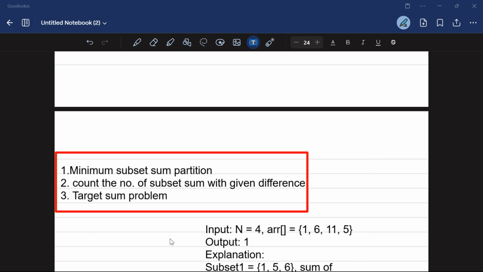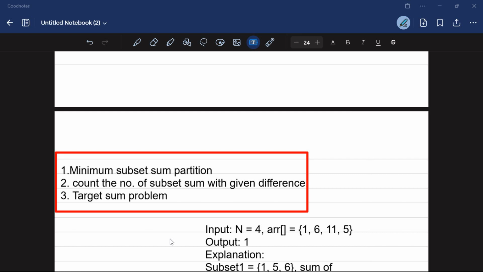So now in this video we will start with three problems. We will cover in this video three problems. First one is the minimum subset sum partition problem. Second problem is count the number of subsets with a given difference. Third problem is the target sum problem. I will tell you the problem statement of each problem. After that, you will get to know. We will discuss these three problems in our lecture, okay.